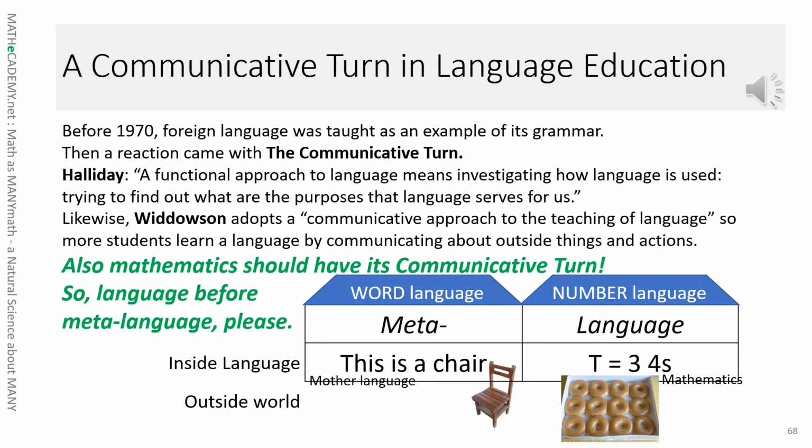The communicative turn in language education. Before 1970, foreign language was taught as an example of its grammar. Then a reaction came, with the communicative turn. Halliday said, a functional approach to language means investigating how language is used, trying to find out what are the purposes that language serves for us. Likewise, Widdowson adopts a communicative approach to the teaching of language, allowing more students to learn a language through its use for communication about outside things and actions. So, the question is, can mathematics also have its communicative turn?